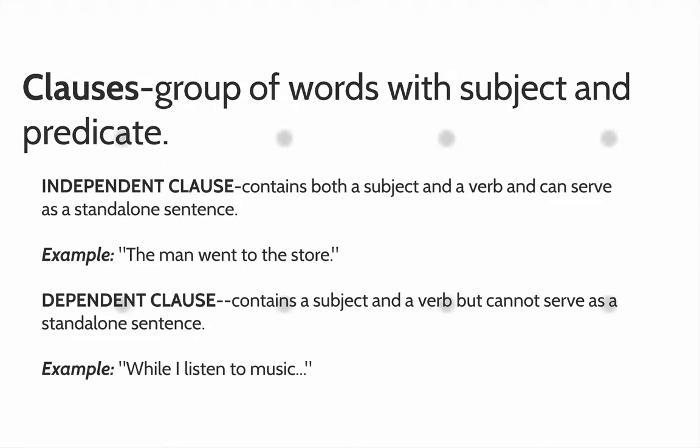An example would be, while I listen to music. You'd need something else there, right? What happens while you listen to music? If you just say, while I listen to music, that's an incomplete idea. So you'd need to supplement that with something else that tells the reader what's happening while you're engaged in that activity. So those are clauses, independent clauses, dependent clauses.